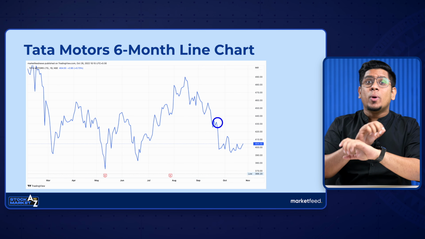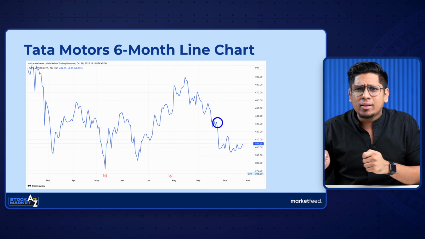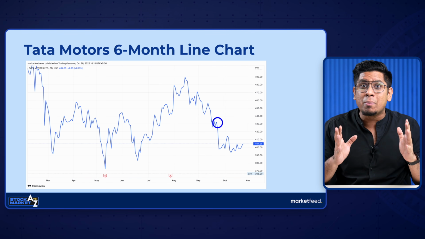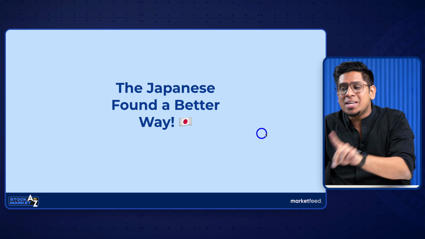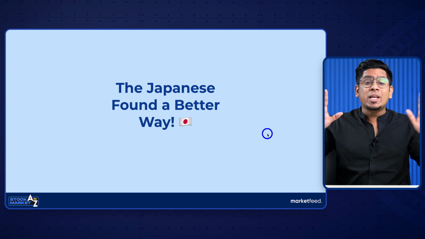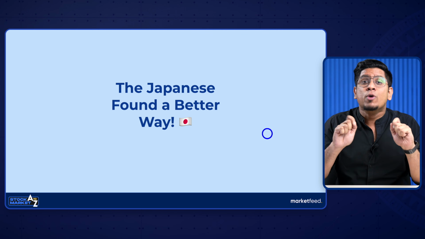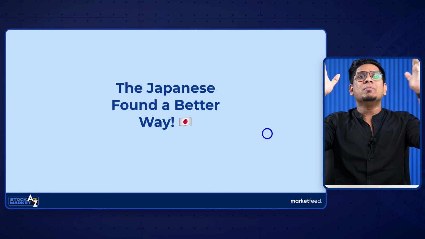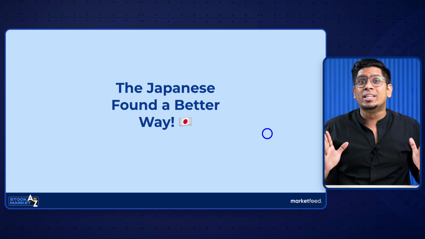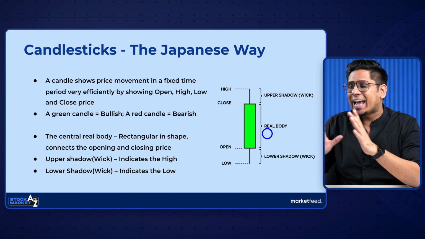But line charts weren't completely telling everything regarding the price movement of a stock. There were some shortfalls or shortcomings when it came to line charts. That is where the Japanese found a better way. Way back, the Japanese came up with a better form of visualizing the price movement of a stock or a security or a commodity on screen. And what is that way? That is called candlesticks.